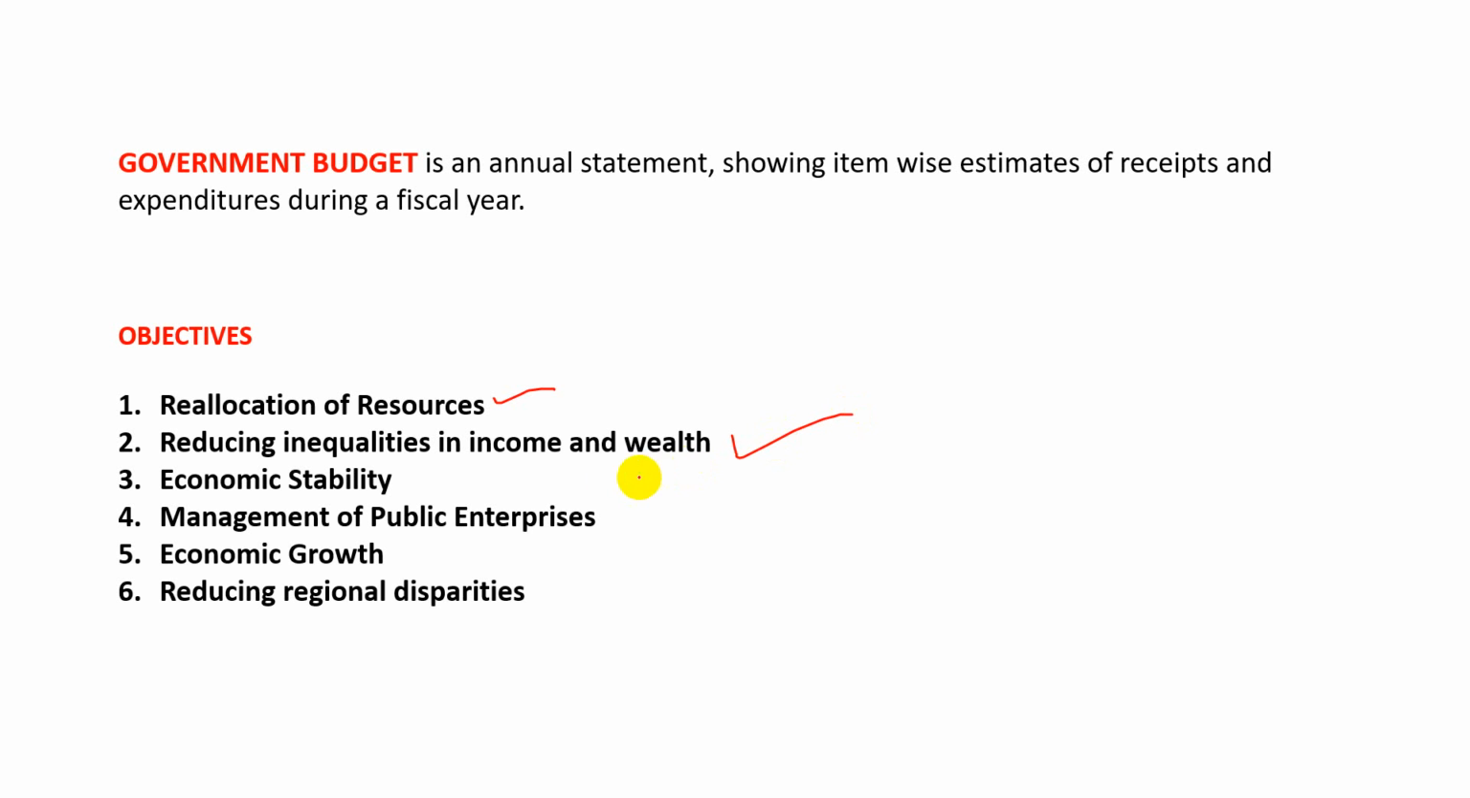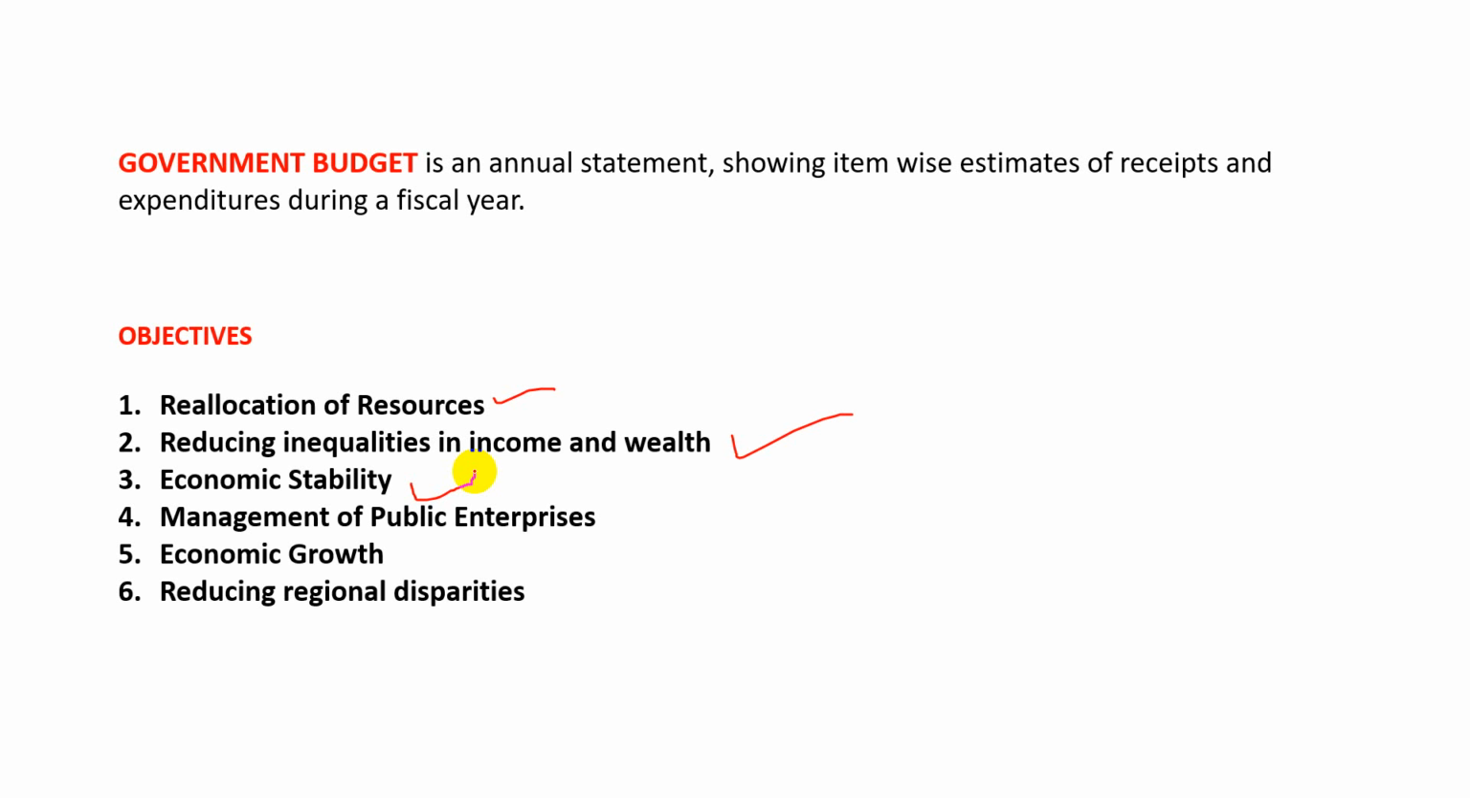Next is economic stability. Third objective of government budget. Economic stability is one of the important objectives of budgetary policy of the government. The policy of surplus or deficit budgeting is adopted as and when the government is required to control inflation or deflation.